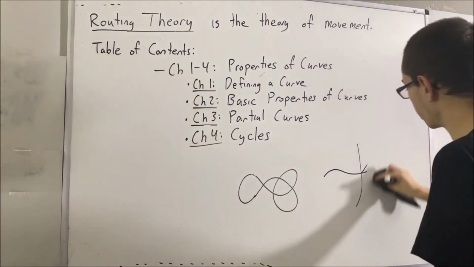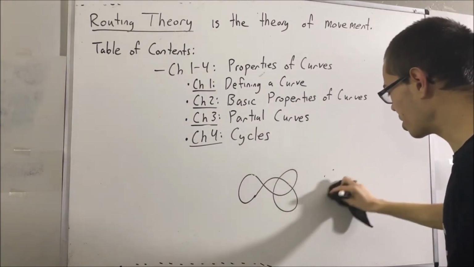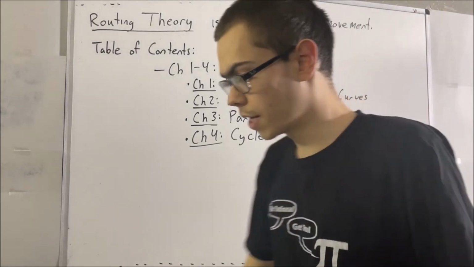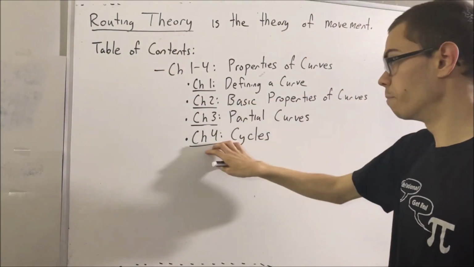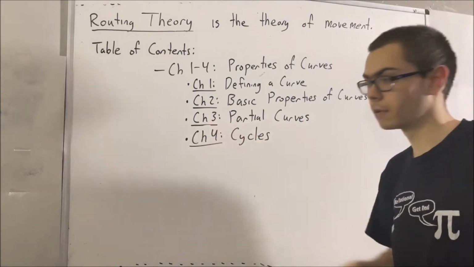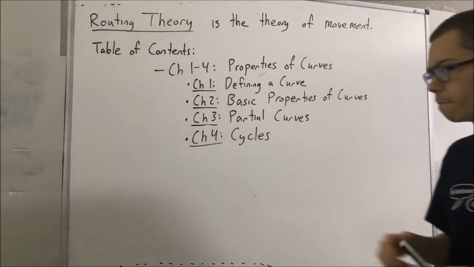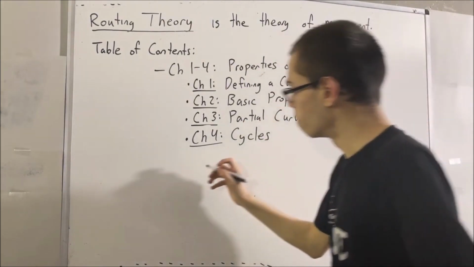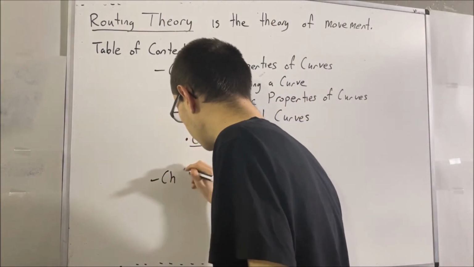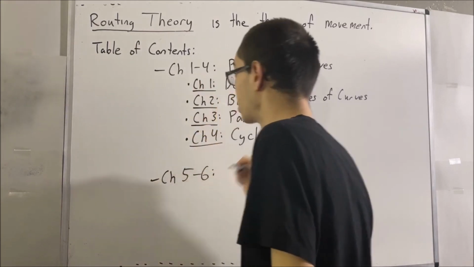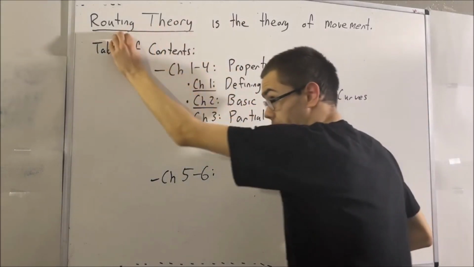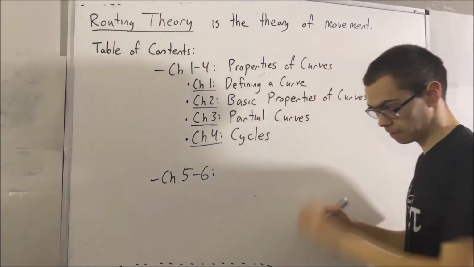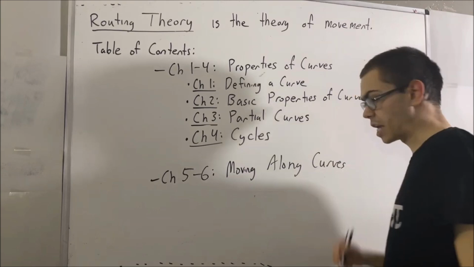In chapter 4, we also talk about some more special properties of removability of points, right? Which sort of builds off of what we talked about in chapter 3. But that's basically it for chapters 1 through 4, properties of curves. But when we get to chapters 5 through 6, this is where we really start talking about rooting, right? We really start talking about what happens when we move along curves. That's chapters 5 through 6.